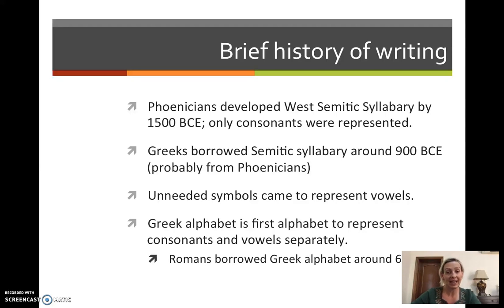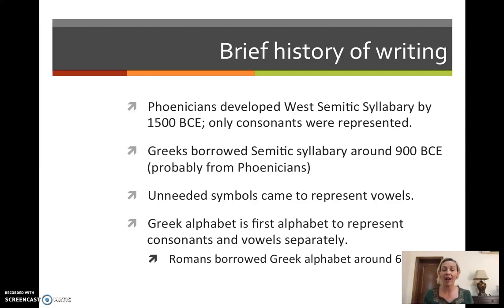And then even later on, Greeks borrowed this syllabary around 900 years BCE, and then they added more symbols to represent vowels. So Greek was the first alphabet to represent consonants and vowels separately. That was later borrowed by the Romans, and that is now the alphabet that we use, for example, in English.